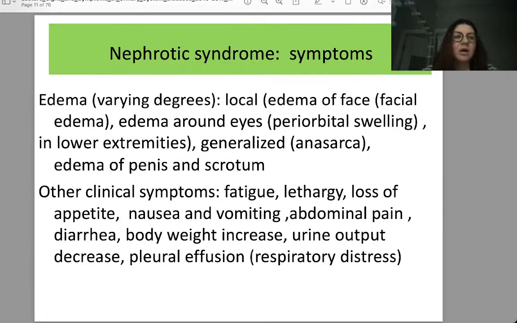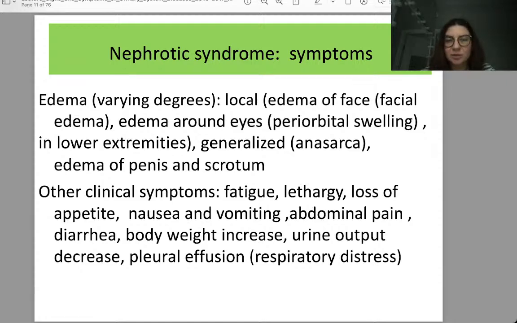Symptoms. Edema. It can be of varying degrees, as well as local. Most often it is edema of the face, facial edema, edema around the eyes, which we call periorbital swelling, and edema of the lower extremities. It is less specific than face edema for kidney problems, but it's possible too. And in severe cases it can be generalized edema, which we name with the term anasarca, if you remember, with edema of the penis and scrotum.